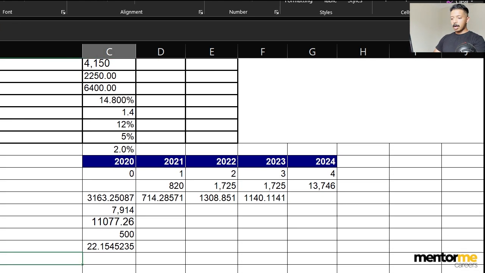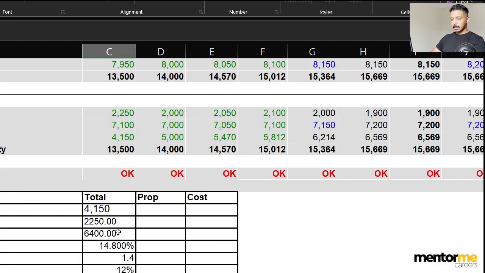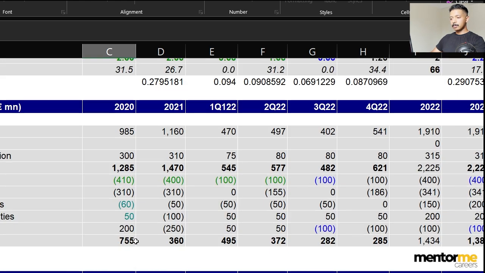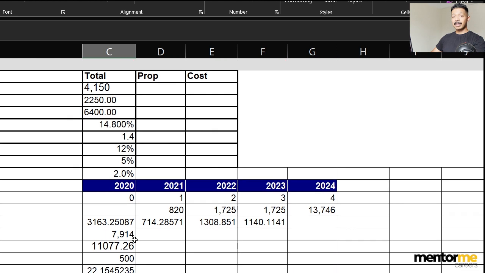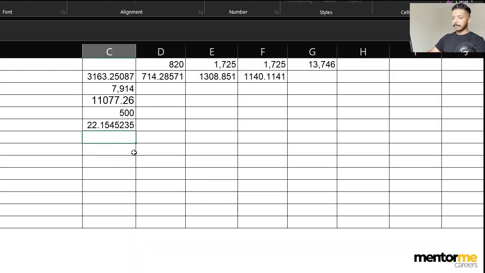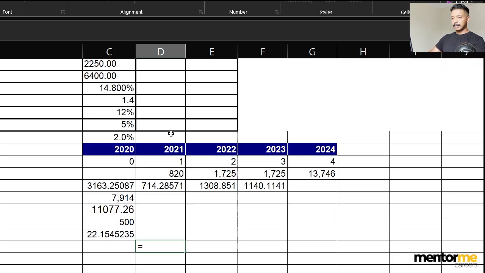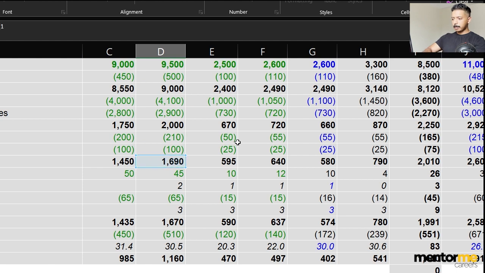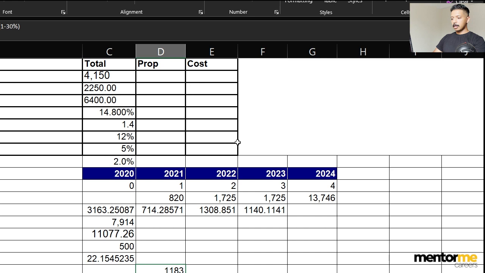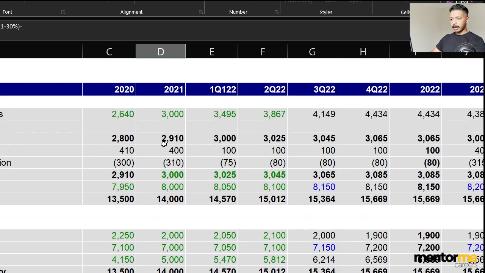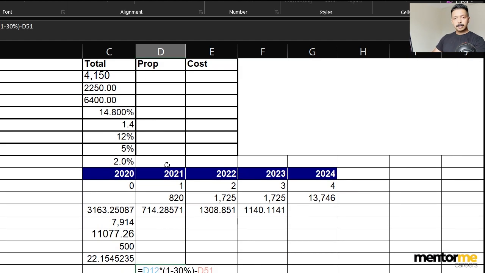What if it was FCFF? Let's do that. For FCFF, we will have to start from EBIT. There's our EBIT times 1 minus the tax rate. Now I'm just assuming 30% tax. So EBIT post tax, plus depreciation. If the depreciation is given as a minus, we just do minus. That's the adding back of depreciation.